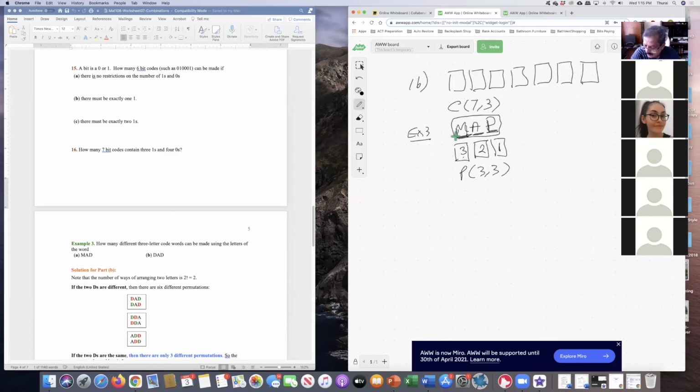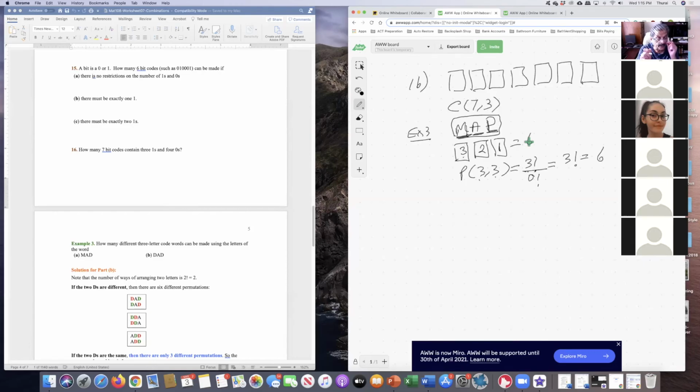So it's permutation 3, 3, and permutation 3, 3 is factorial 3. Because if you apply the formula, the numerator is factorial 3, denominator is 3 minus 3 factorial, which is 0 factorial. 0 factorial is 1. So it's 3 factorial, which is equal to 3 times 2 times 1, which is 6. Same as this. So you can do it in either way, if there are 3 different letters.